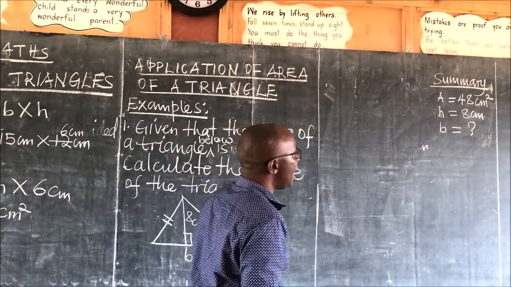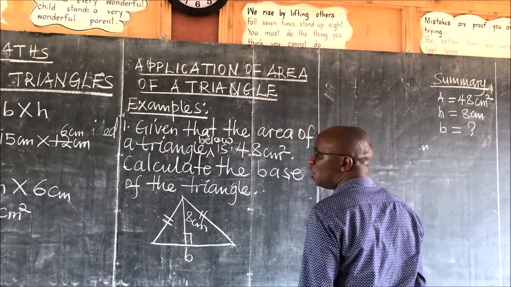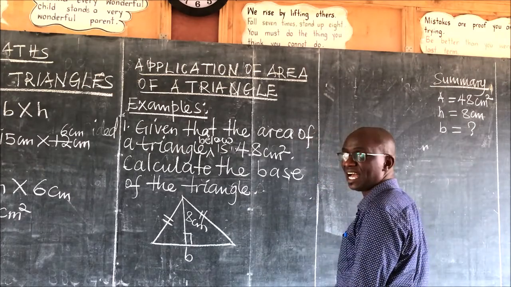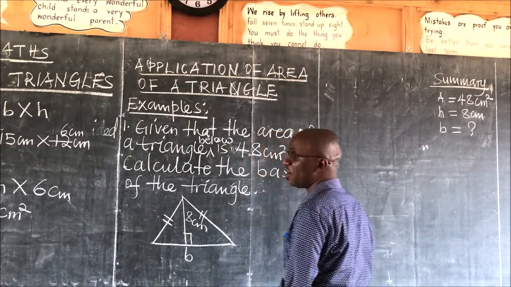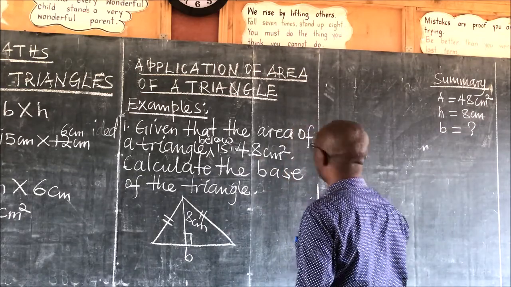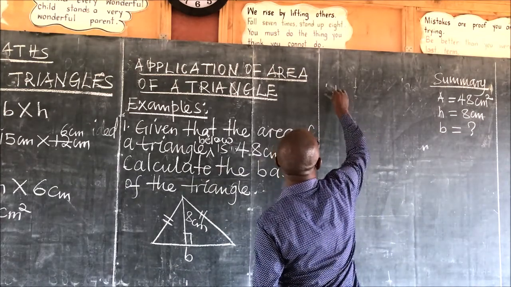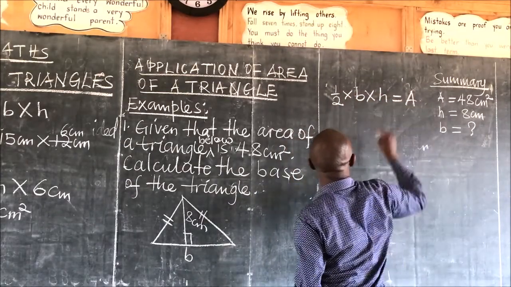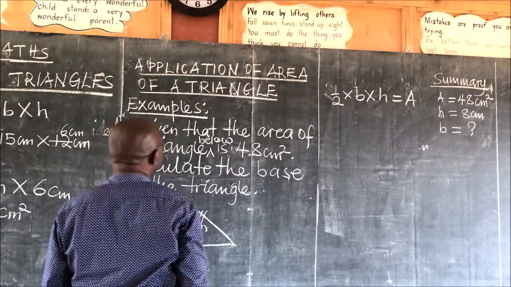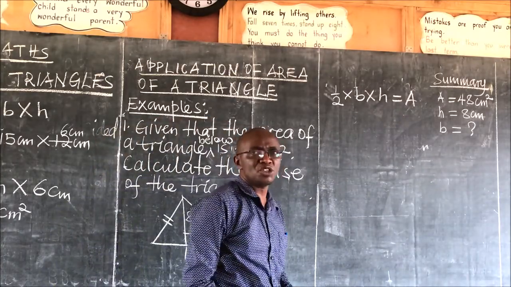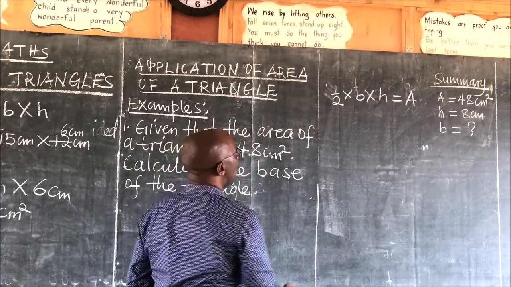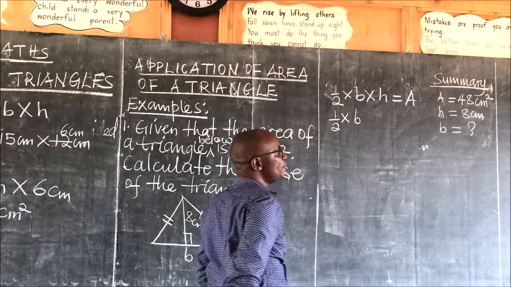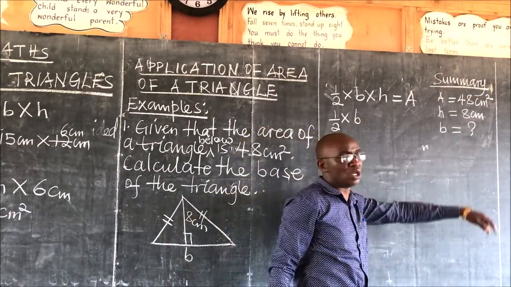So what do I have to do? I have to use the formula for finding area of a triangle to get the unknown base. Why am I using the formula for finding area of a triangle? Because I have been given the area. So that means it is going to be a half times base times height is equal to area. Then I substitute. To substitute is to remove and replace. So now this is a half times the base, which you do not have. So you maintain B because you do not know the base. It is what you are looking for.